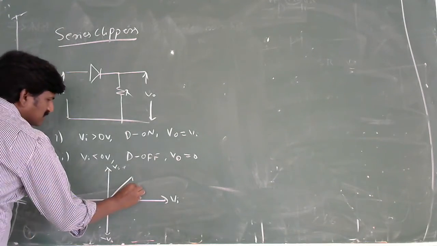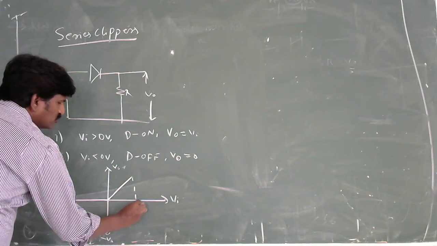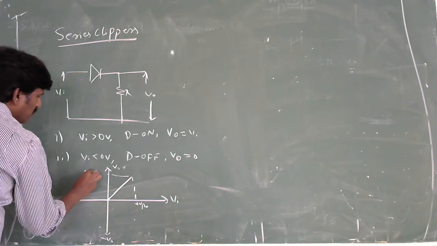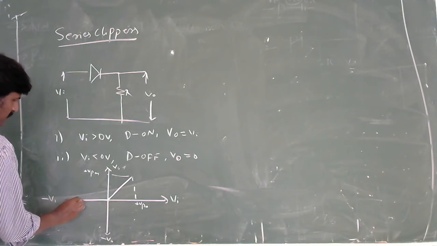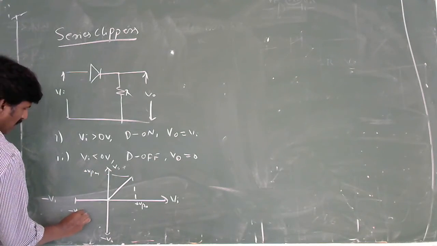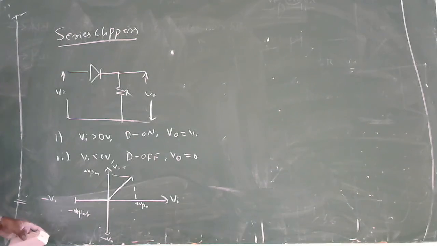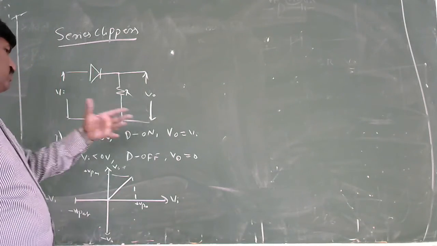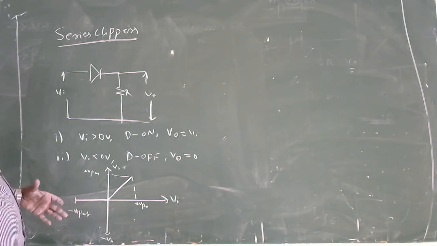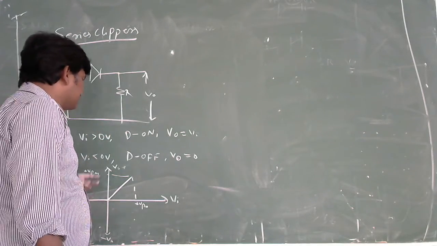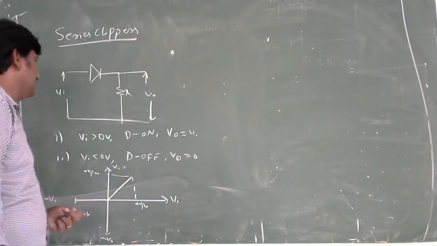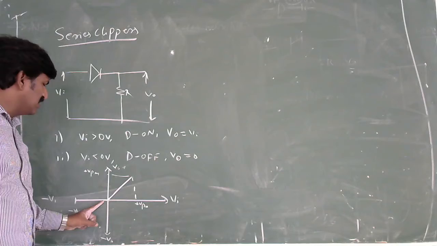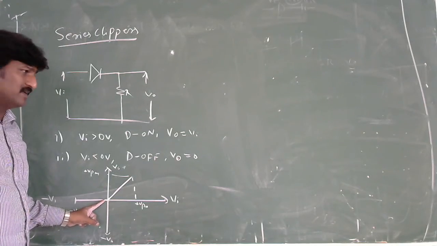Then we have to understand that this one is a positive peak, and this one is also a positive peak. This one is a negative peak. It means that you extend the line to represent the maximum input voltage, and the output voltage is just a copy of the input voltage. According to the transfer characteristics, you can understand where the diode is conducting and where the diode is acting like an open circuit.